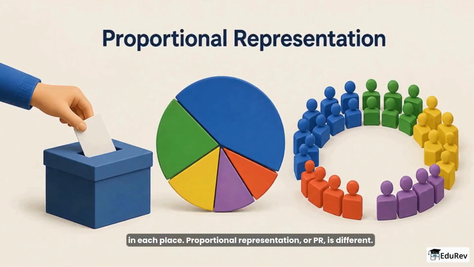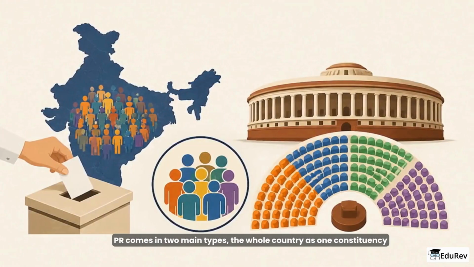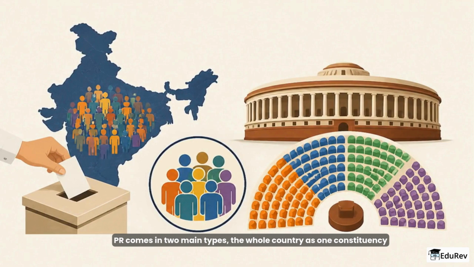Proportional representation, or PR, is different. It gives parties seats in proportion to their vote share. Voters usually pick a party, and seats are filled from lists of party nominees. PR comes in two main types: the whole country as one constituency, or many multi-member constituencies in each region. India uses PR only in some indirect elections, like for the Rajya Sabha and certain councils with more complex rules.